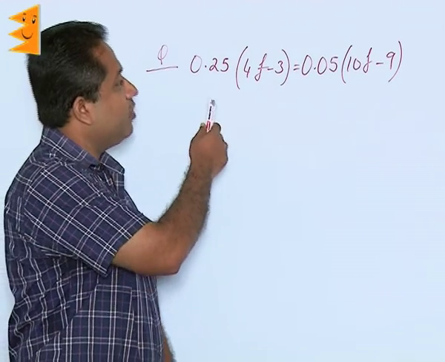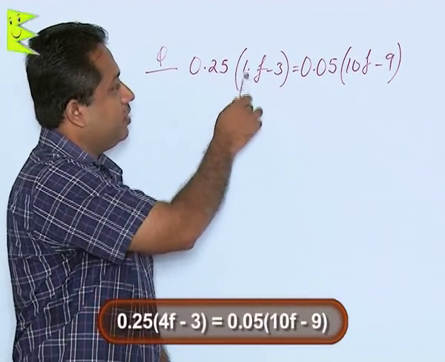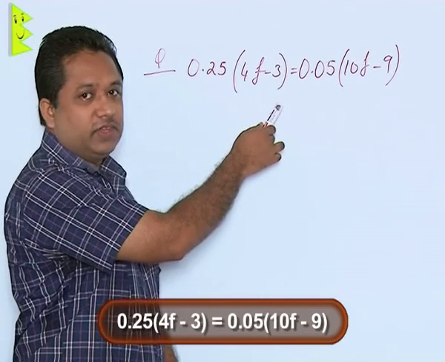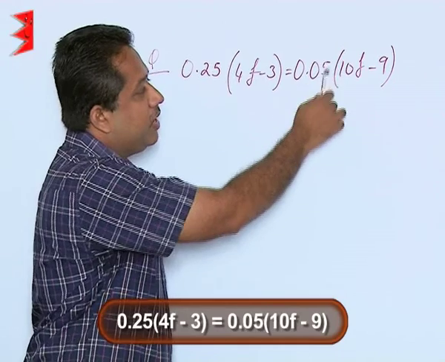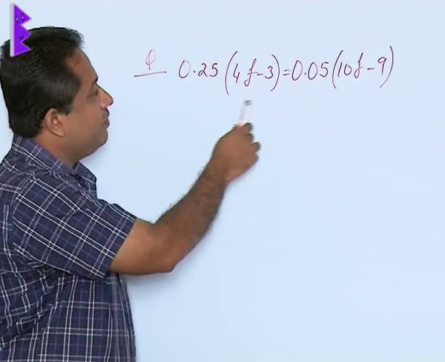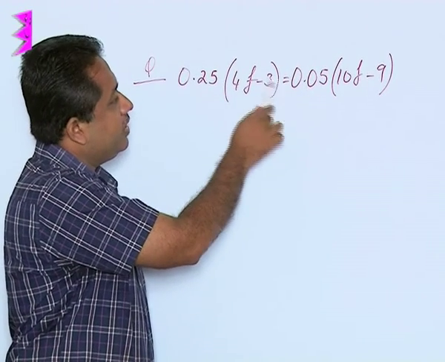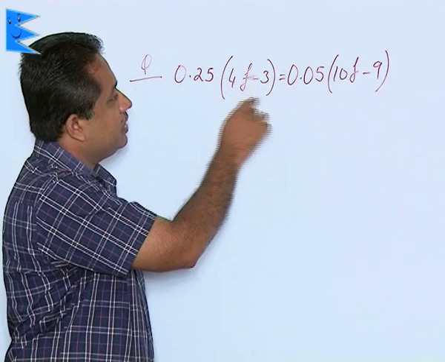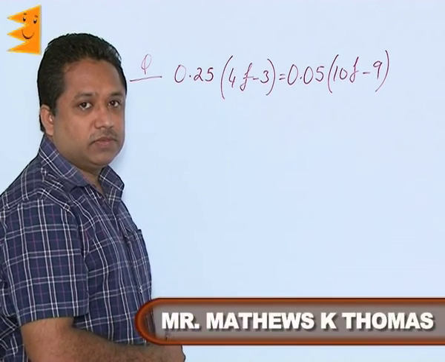This is a question involving decimals. 0.25 multiplied by (4f minus 3) is equal to 0.05 multiplied by (10f minus 9). In this question, we find that there are two brackets, one on the LHS and one on the RHS, and there is a decimal here and a decimal here. So, what will be the procedure for solving this?